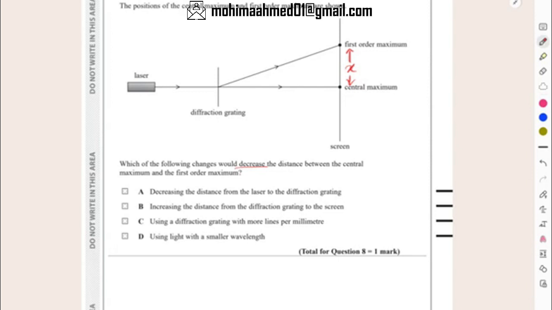Which of the following changes would decrease the distance between the central maxima and the first order maxima?